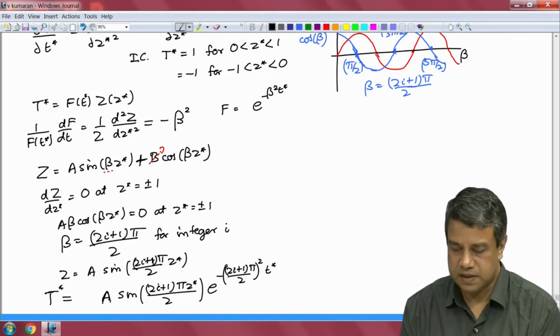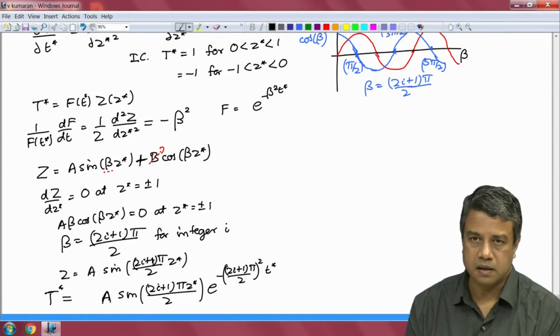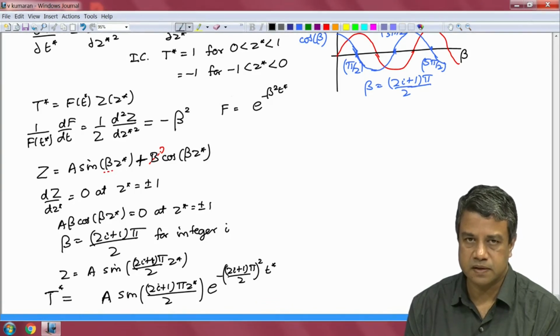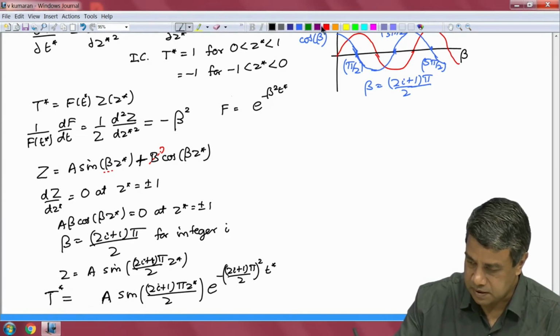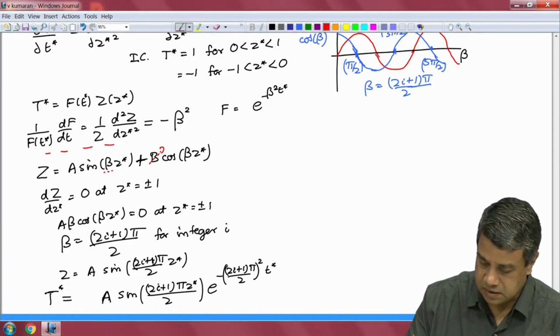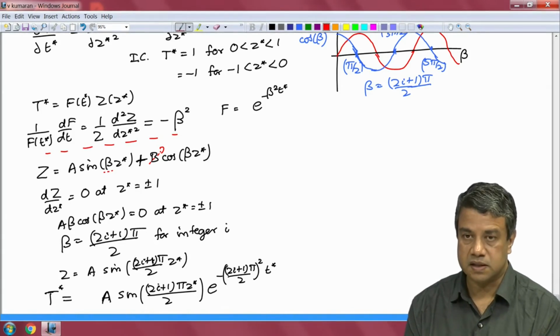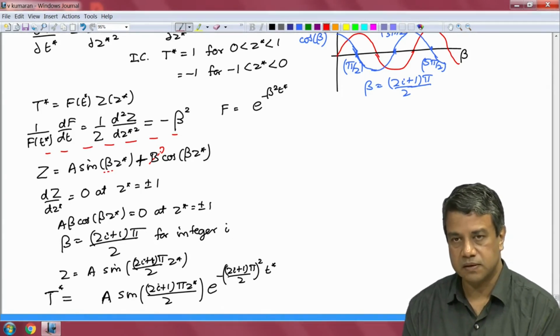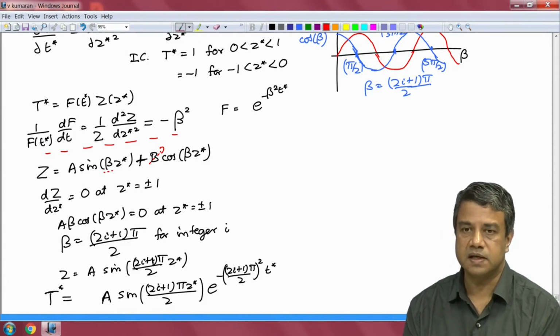This solution satisfies the equation for any value of beta, or for any value of I, because it was from this equation that I derived this relation here. This also satisfies the boundary conditions at z equal to +1 and z equal to -1 for any value of I, provided I is an integer.